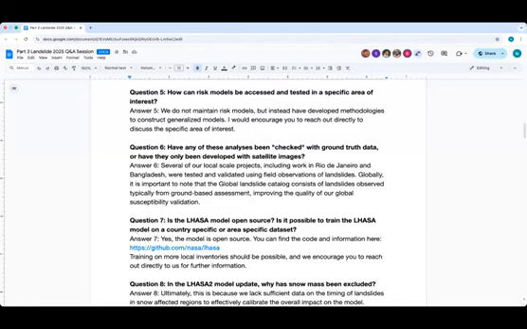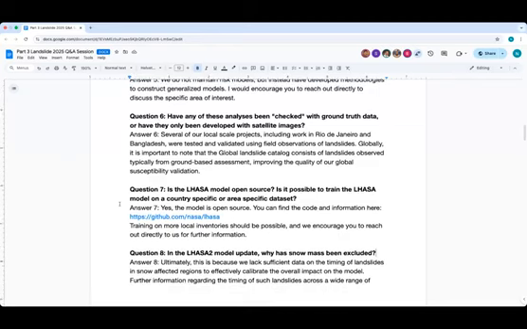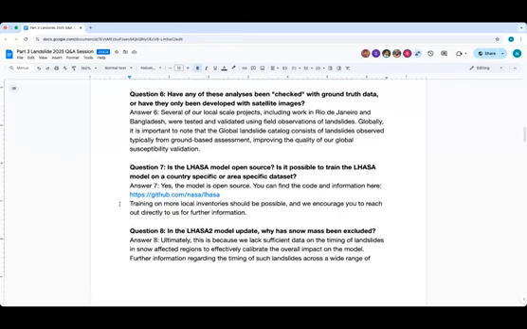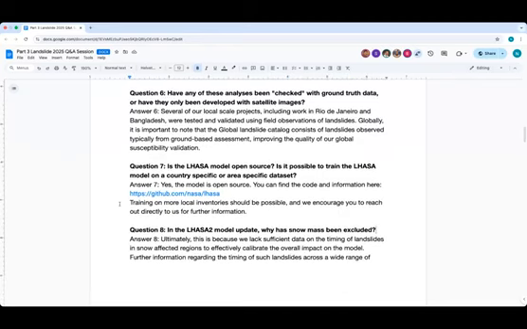Okay, terrific. Question number 6. Have any of these analyses been checked with ground truth data, or have they only been developed with satellite images? Yes. So for the majority of the local scale work that we've conducted, we do use ground-based validation. And the work that's been mentioned over the several parts of this training, and particularly in Rio de Janeiro and Bangladesh, ground-based assessment of landslides was used to validate and calibrate the susceptibility and hazard models.